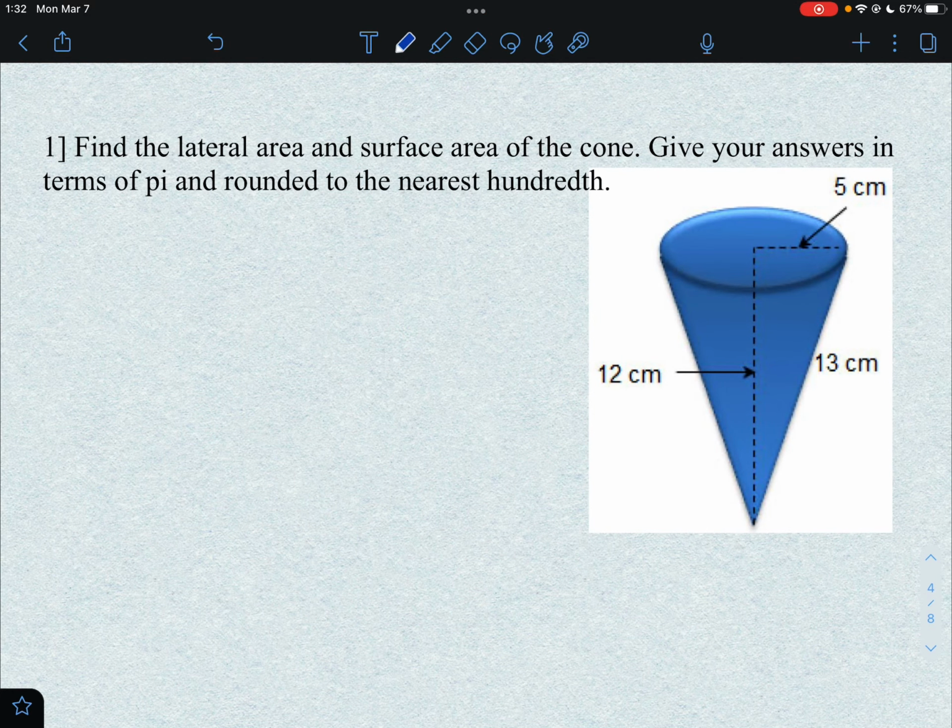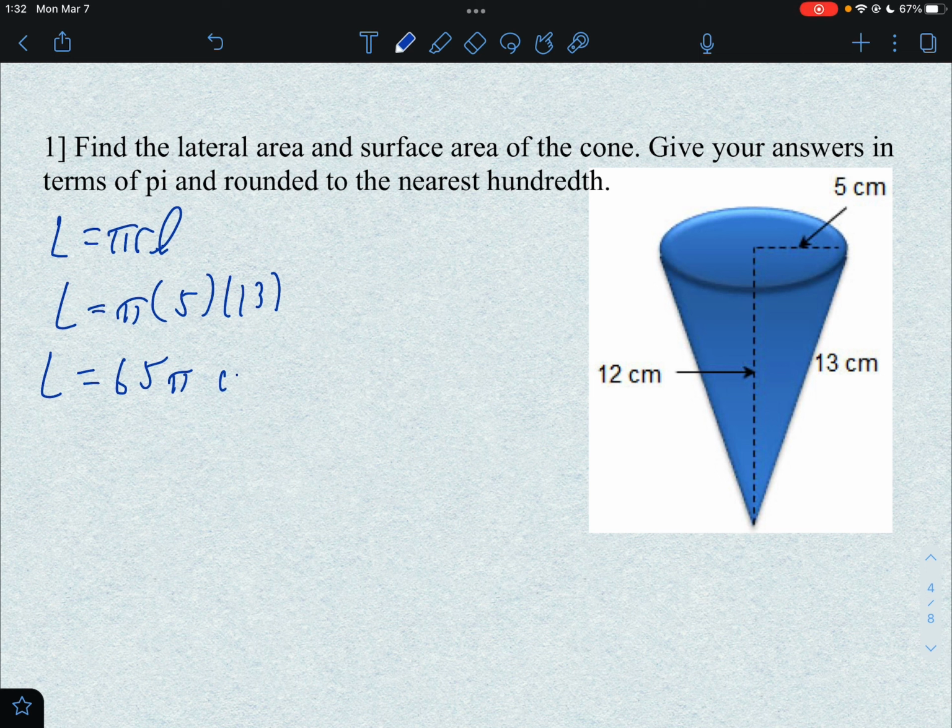Find the lateral area and surface area of the cone in terms of pi and rounded to the nearest hundredth, so exact and rounded. What's great about this problem is that we know everything. That's not going to happen very often, but we do have everything we need for this one. So let's take a look at our lateral area, which is pi r L. So that's pi times the radius, which is 5, times the slant height, which is 13. So our answer is 65 pi square centimeters.